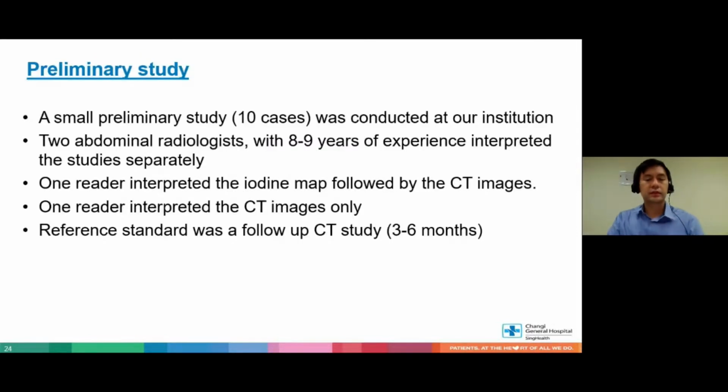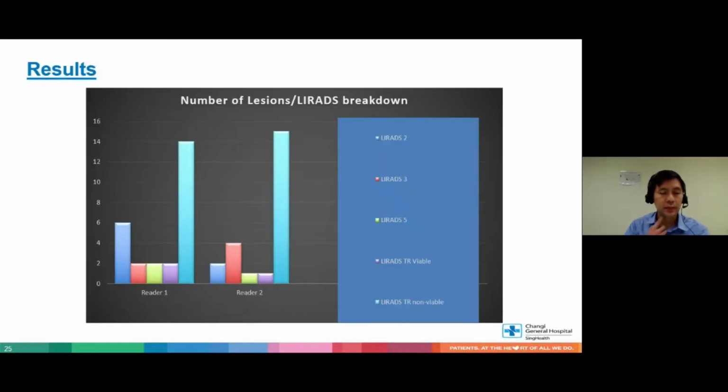So what we did in Changi General is that we had a small preliminary study of 10 cases retrospectively. We had 2 abdominal radiologists read them. One reader used the CT images and the iodine map, while the other reader used the CT images only. And we compared their original interpretation with a follow-up CT scan in 3 to 6 months' time, which we used as a reference standard. And this is the breakdown of our results.